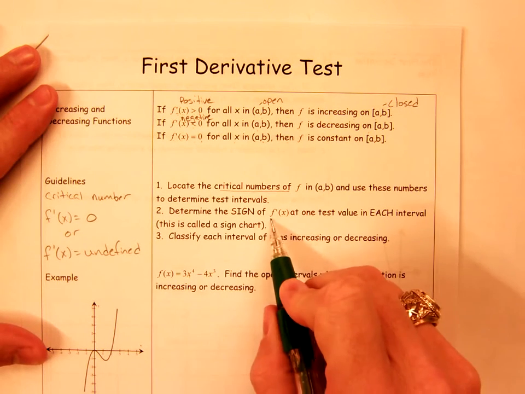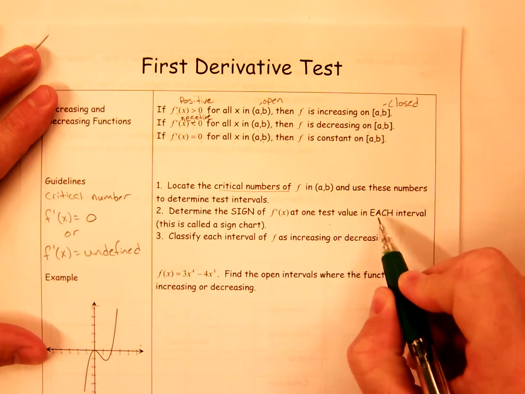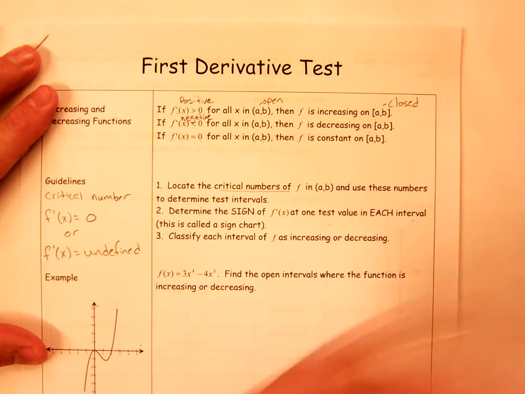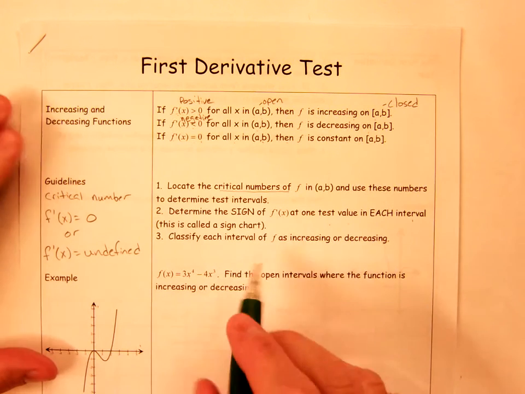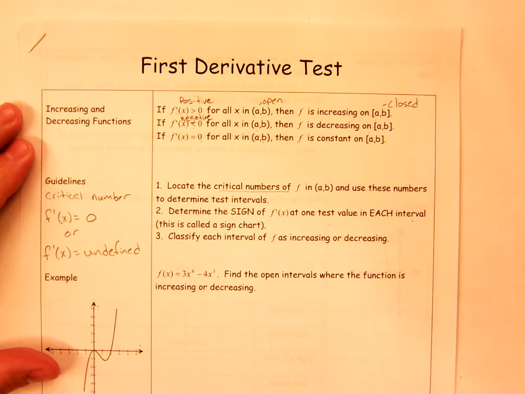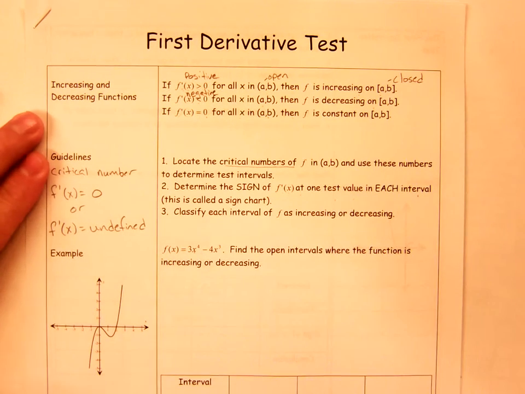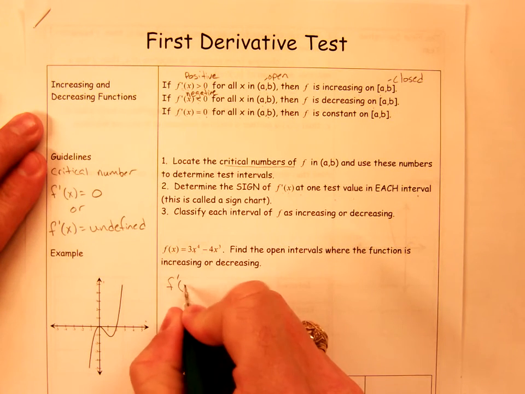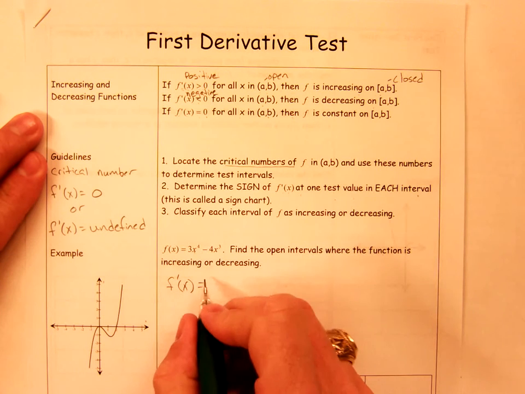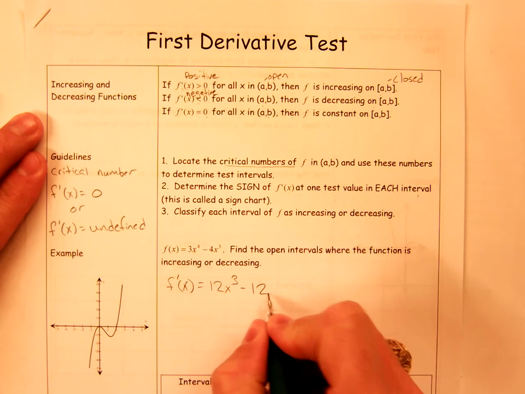Determine the sign of f prime, the derivative, at one test value in each interval. So we're going to break this up into intervals. So you've got from one critical number to the next critical number. Okay, and then classify each interval as f is increasing or decreasing. So let's look at this first example. 3x to the 4th minus 4x cubed. So f prime of x is equal to the derivative of that, 12x cubed minus 12x squared.